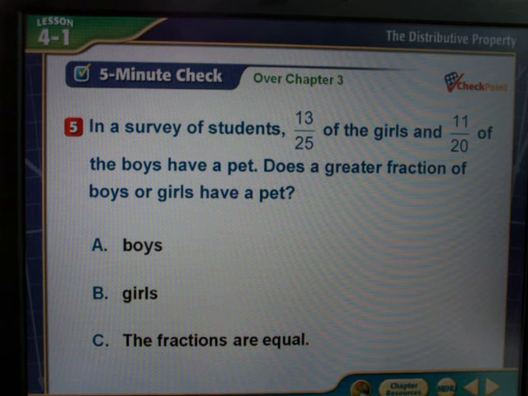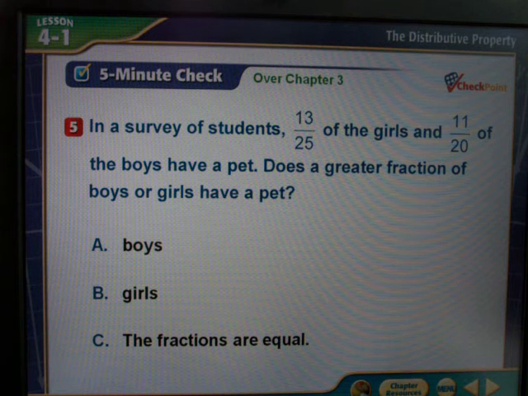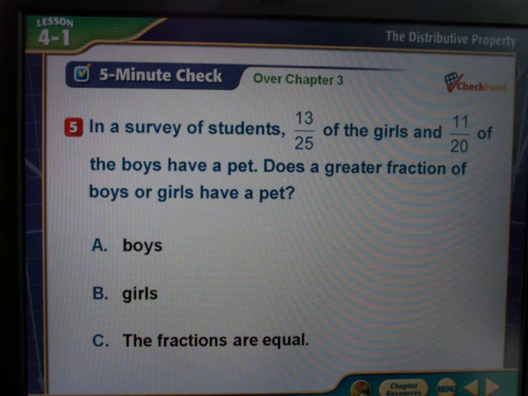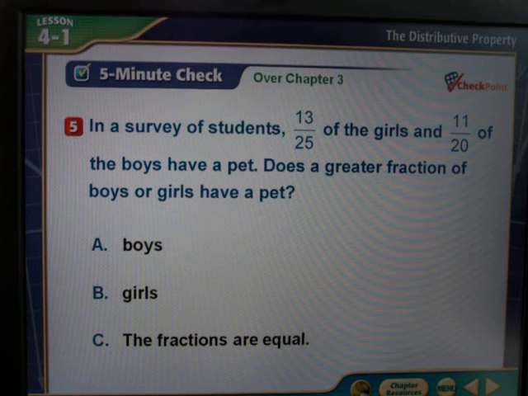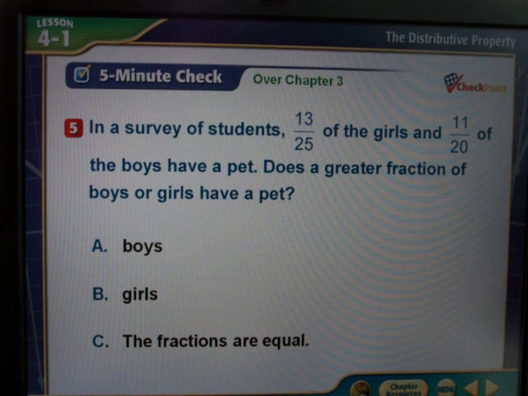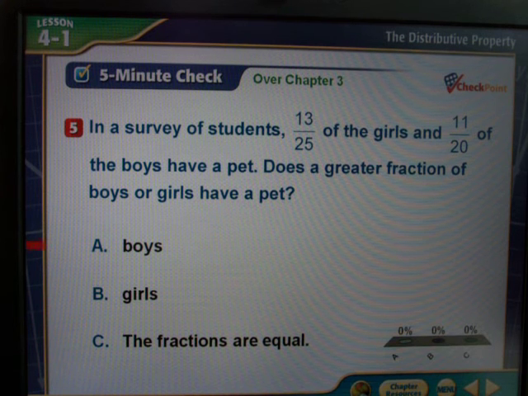Now in a survey of students, 13/25 of girls and 11/20 of boys have a pet. Does a greater fraction of boys or girls have a pet? So in other words, they're comparing these two fractions. I would convert them both into decimals to see which one is the greater. So A, boys have a greater fraction of pets, or B, girls, or C, are these two fractions equal? And your answer is? Boys. More boys have pets than girls.